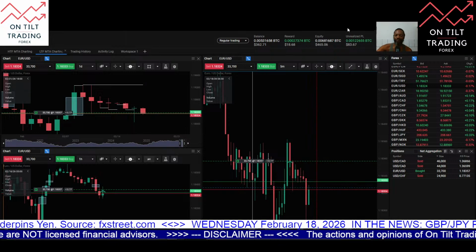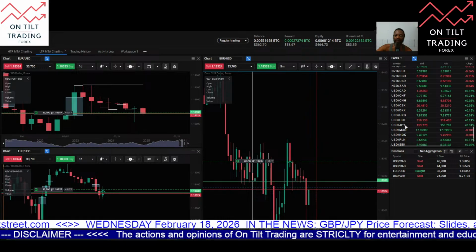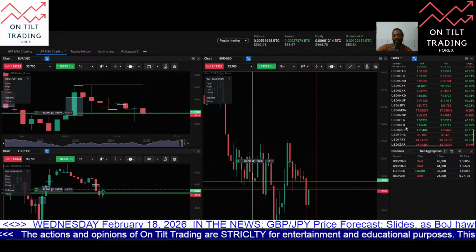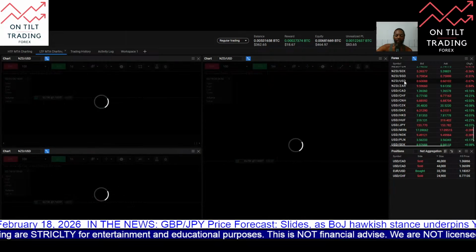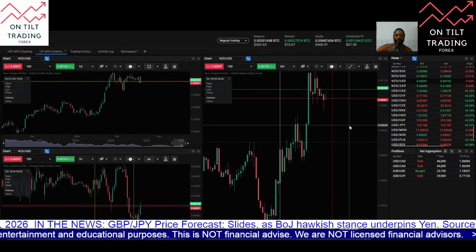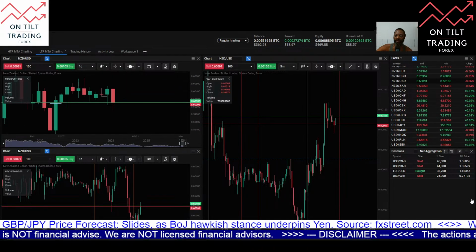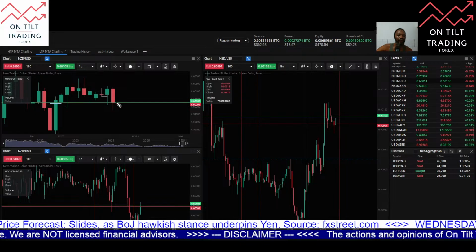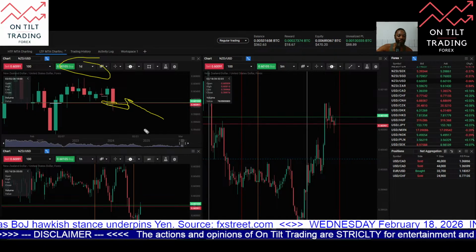Additionally, setting up this morning was the Kiwi dollar. As you can see here on the daily chart, you get this sweep of yesterday's low here on the daily chart.